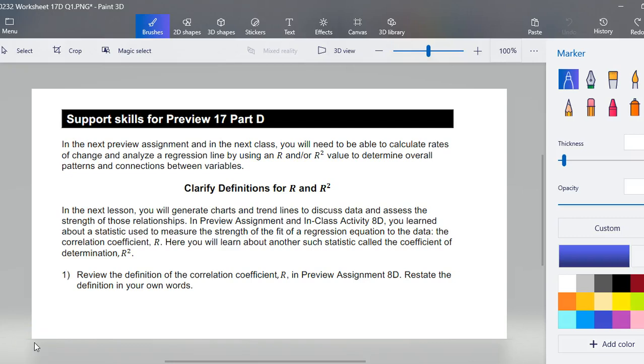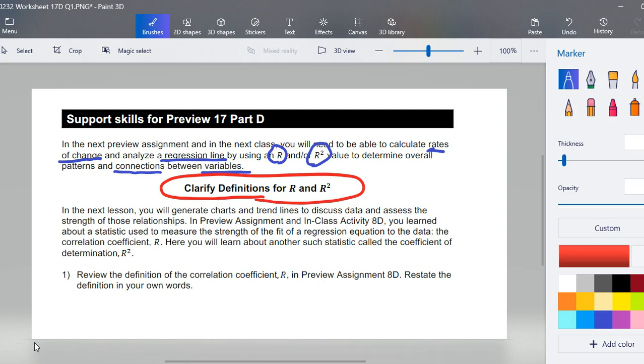Well, we're now at lesson 17D. We are almost at the end. In the next preview assignment and in the next class, you will need to be able to calculate rates of change, and analyze a regression line by using R or R squared value to determine overall patterns and connections between the variables. So we're going to start with clarifying the directions for the definitions for R and R squared.